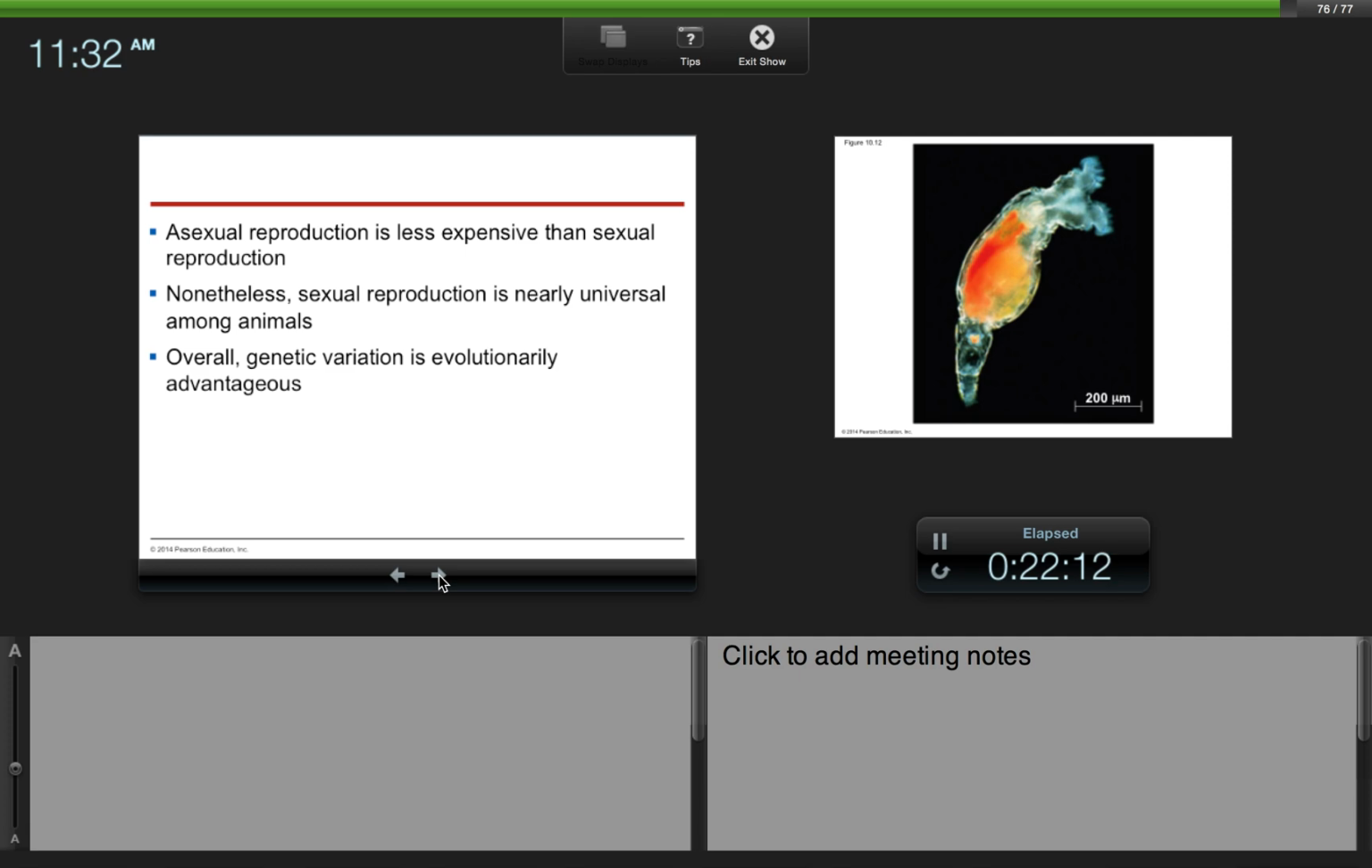But since we have an ever-changing environment, sexual reproduction is more favored because if the environment changes, then the population is going to want to have genetic variation in order to be able to adapt to the change in the environment. So overall, genetic variation is evolutionarily advantageous.